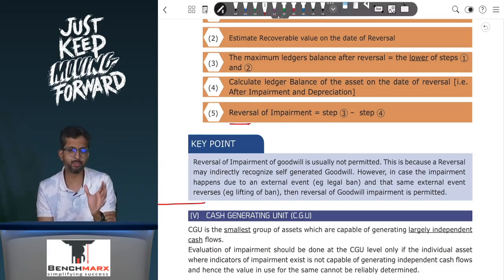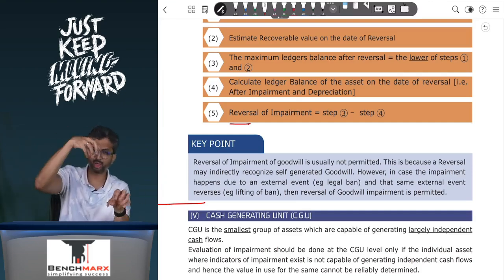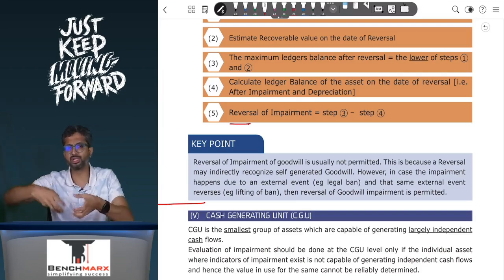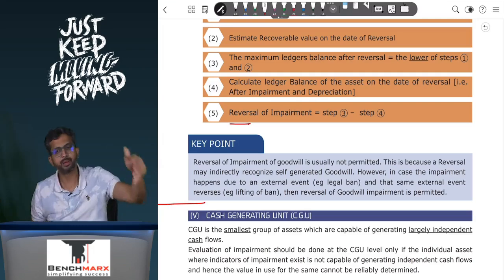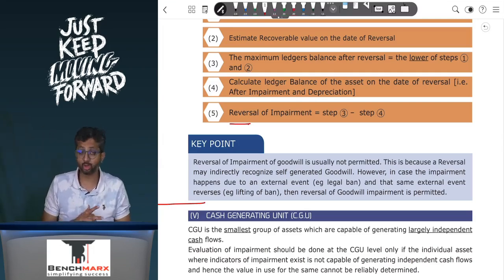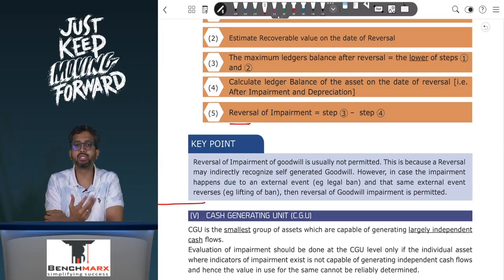Second, it has to be capable of generating... sometimes a company might have a mine which is generating iron ore, and there's a steel refinery which is using that iron ore. So it might appear that the steel refinery is entirely dependent on the mine, on the iron ore. However, the iron ore mine is not dependent on the refinery. The iron ore is something which has an active market.